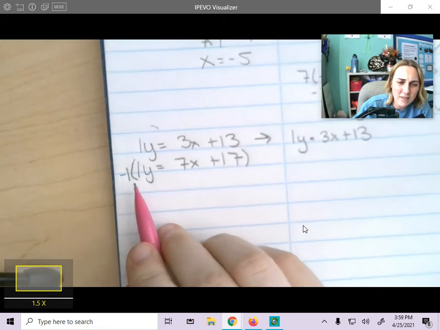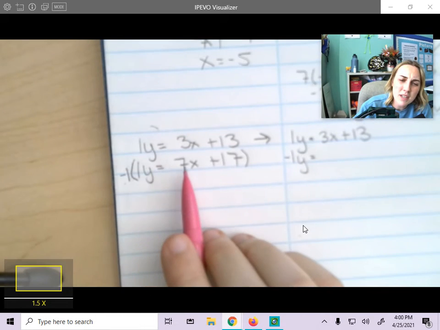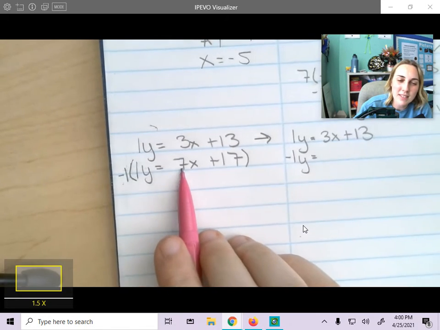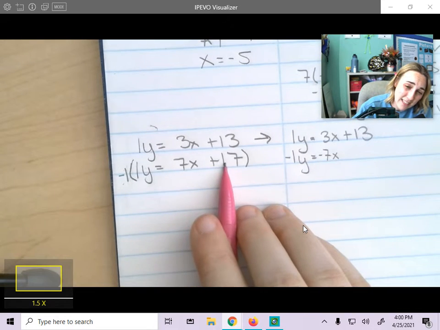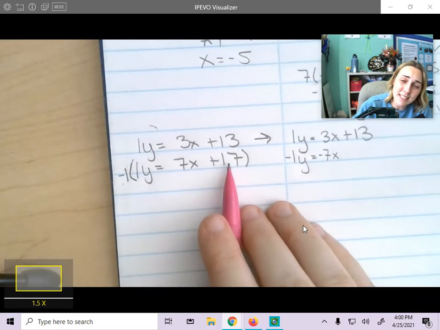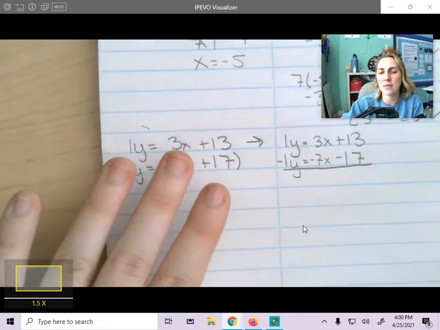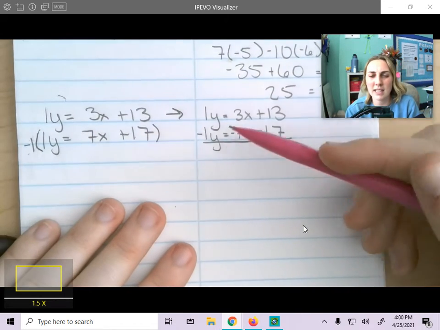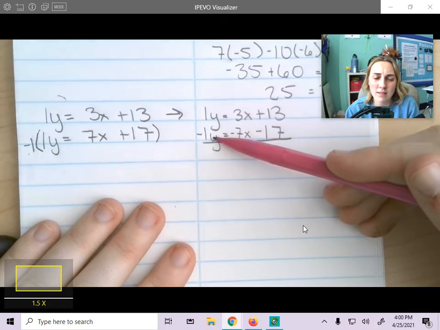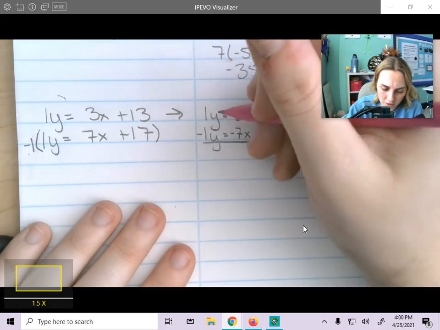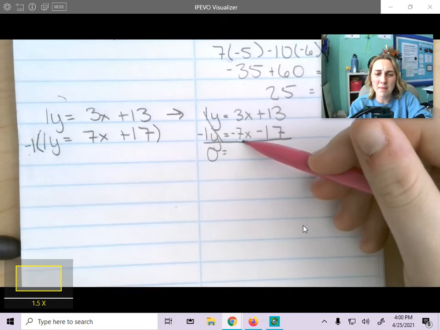Then I'm going to say -1 times 1 is going to give me -1y. -1 times positive 7 is going to give me a -7x. And then -1 times positive 17 is going to give me a -17. So now I've rewritten it, so I'm going to subtract everything down. First, I'm going to focus on this positive y minus 1. 1 minus 1, those are opposites. Those are going to cancel out. It's going to be equal to 0, okay? Now I have 3 minus 7.